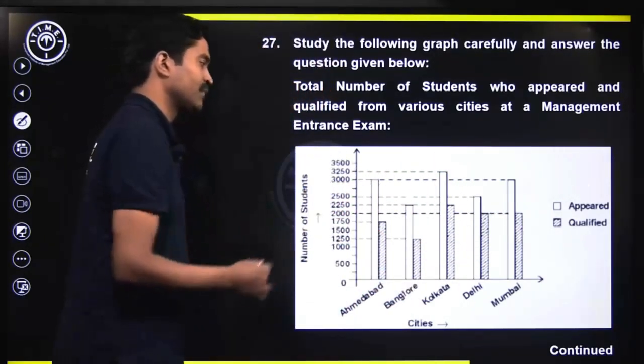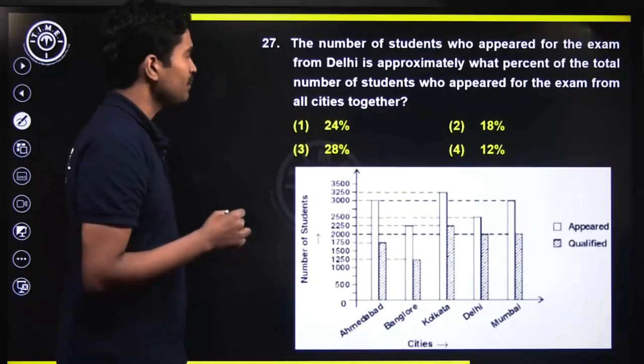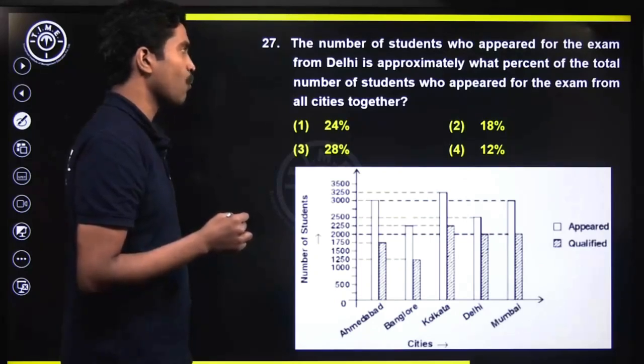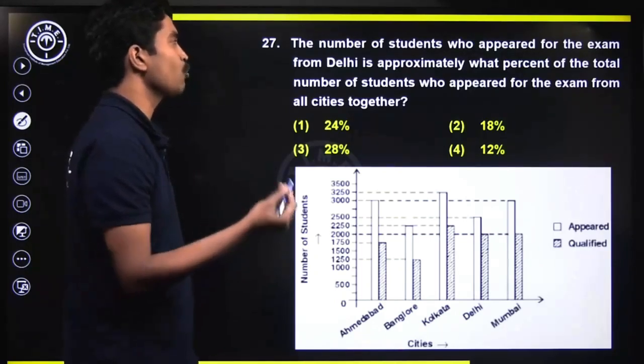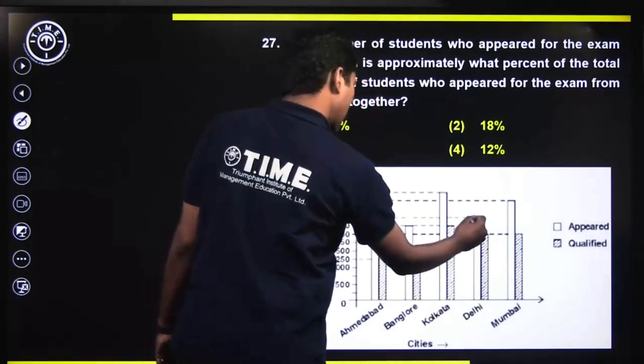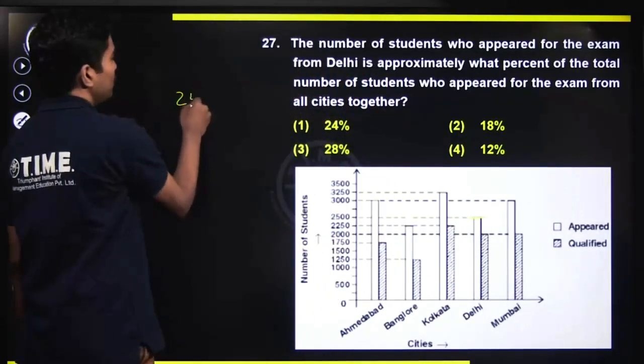Okay, I have the 5 figures for the 5 cities. Now, what's my first question? The number of students who appeared for the exam from Delhi is approximately what percent of the total number of students who appeared from all cities together? Alright, first, how many people appeared from Delhi? Check this. This is 2500.